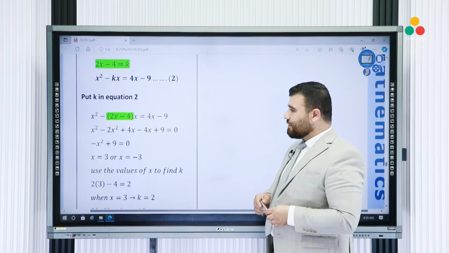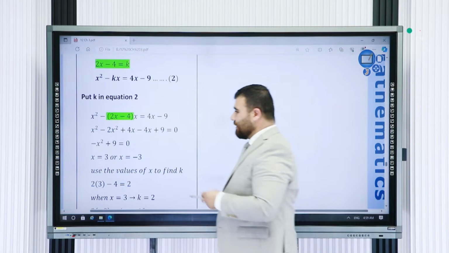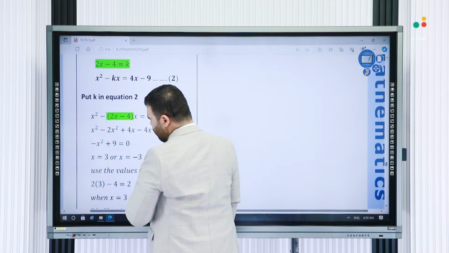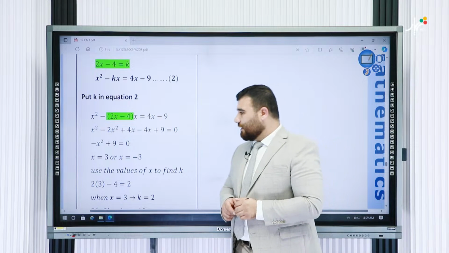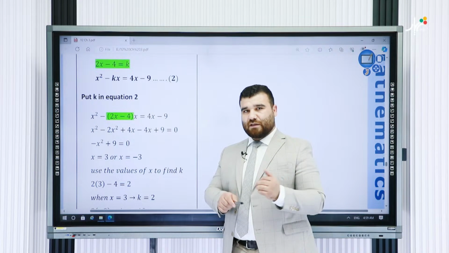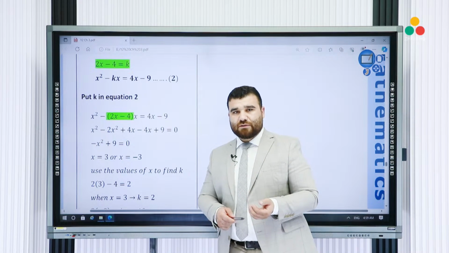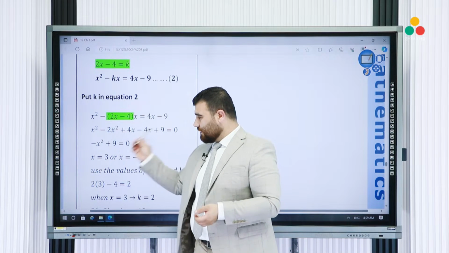Now simplifying this, it will be a quadratic equation. The quadratic is like this: negative x squared plus 9 equals 0. Negative x squared plus 9 is equal to 0. If x is 3, 3 squared is 9. With the negative, negative 9 plus 9 is 0. If x is negative 3, negative 3 squared is 9. With the negative before it, it's negative 9 plus 9 is 0.